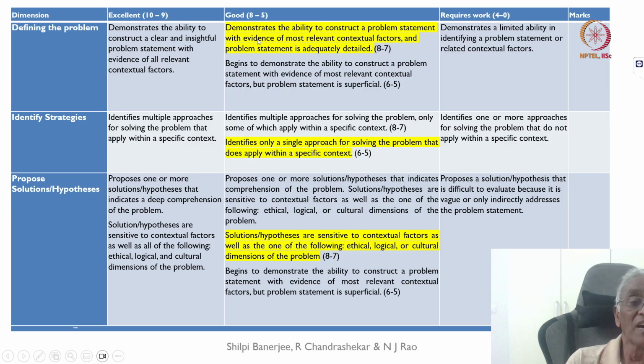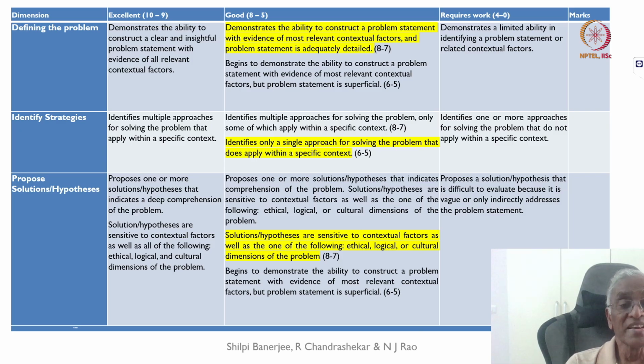Whereas if you are evaluating the student at this level, you just highlight this, that's all. That becomes the feedback. You are giving feedback to the student: he has demonstrated the ability to construct a problem statement with evidence. Now, if you want to detail further, it begins to demonstrate the ability to construct a problem statement with evidence of most relevant contextual factors, but the problem statement is superficial.